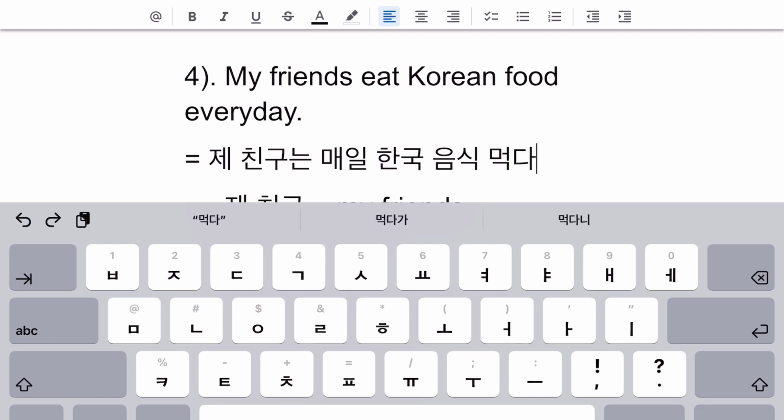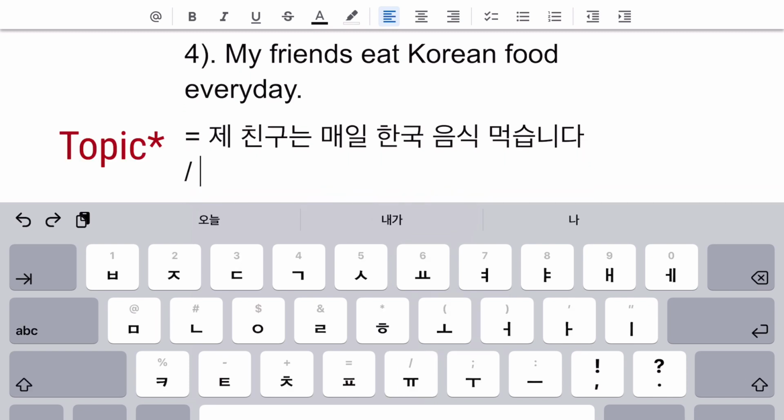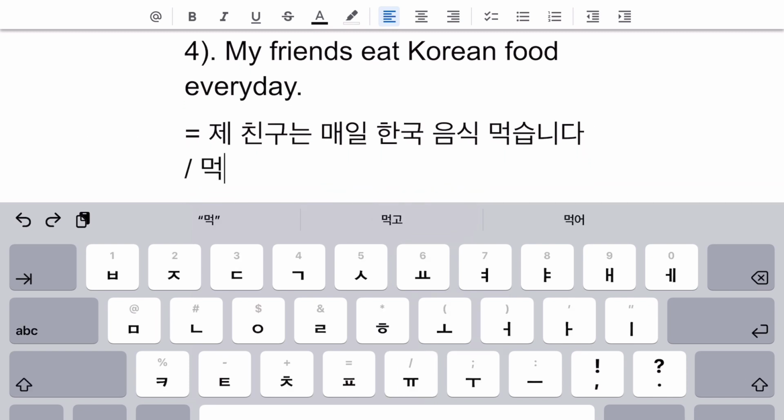제 친구는 매일 한국 음식 먹다. Then from here, if we're doing the formal ending, it ends with a consonant this time. So we need the other ending. 먹습니다. Or if we're doing casual, our last vowel, at least, is 어. Not the 어 that's on the ground, but the standing one. So this time we need the 어요 ending instead of 아요. 먹어요. 제 친구는 매일 한국 음식 먹습니다. 먹어요.